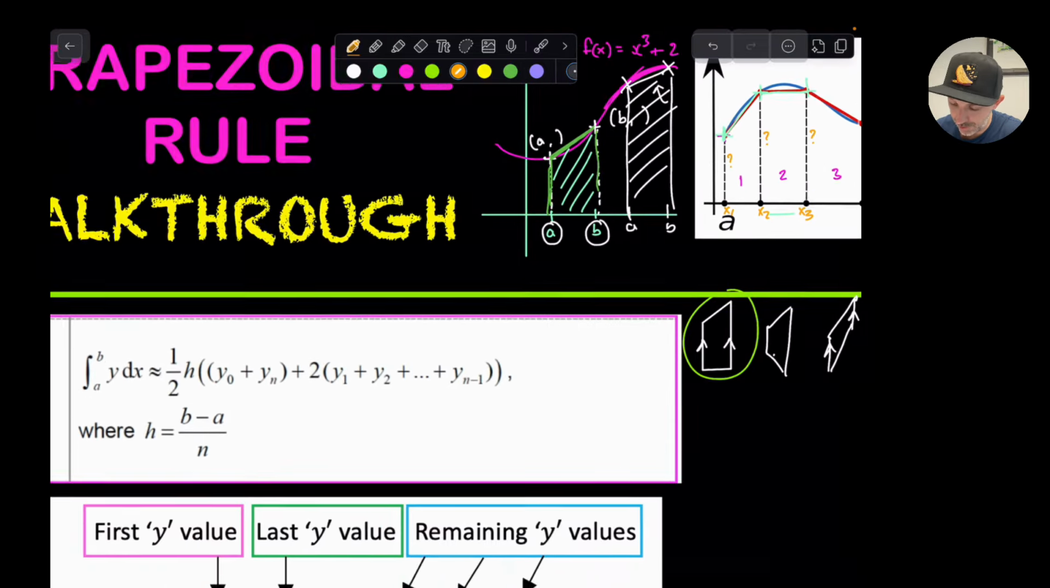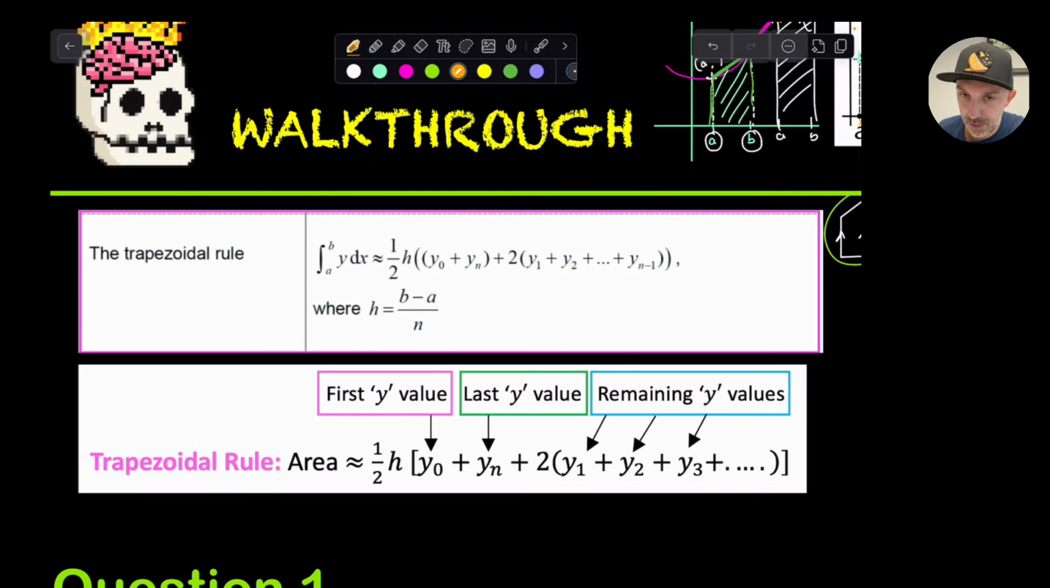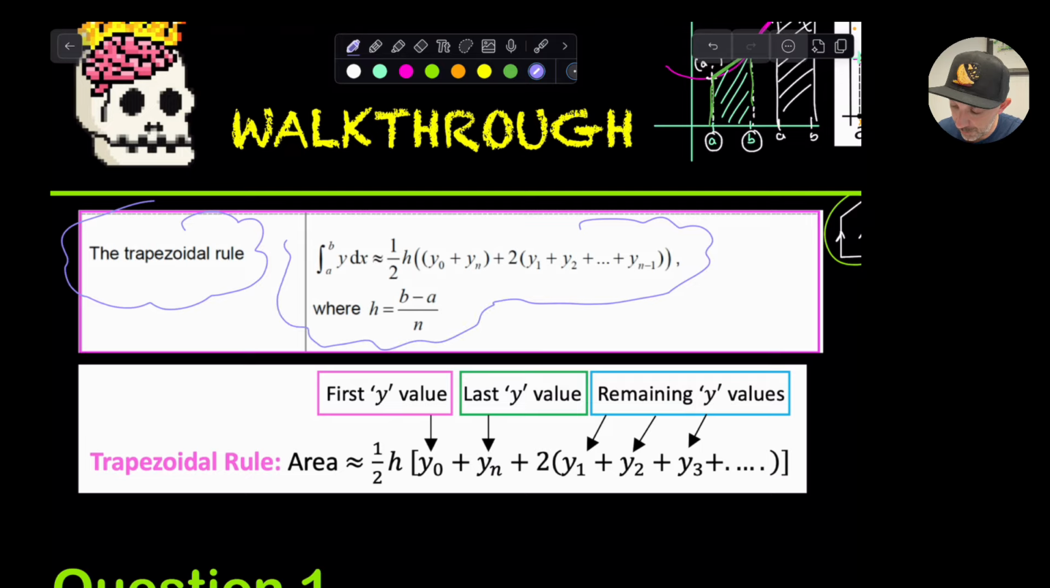So let's go down here and have a look at a question. First of all, the formula for the trapezoidal rule will be given to you in the formula booklet if you're following the IB syllabus. So you don't need to worry about the formula, and it can look quite daunting.